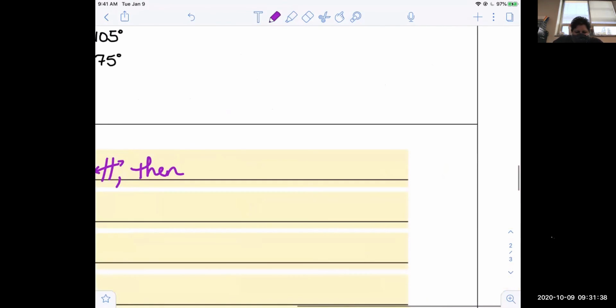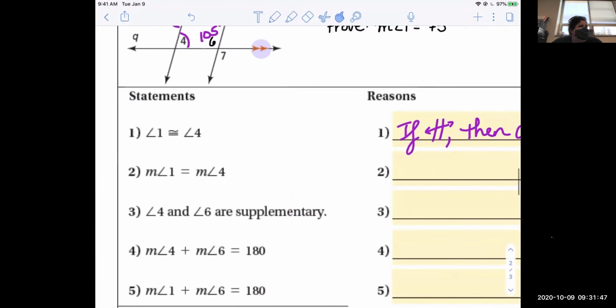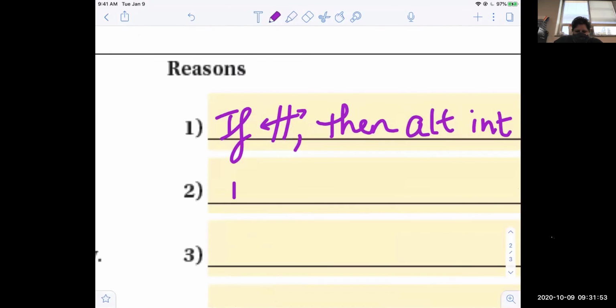If parallel lines are covered by a transversal, then alternate interior angles are congruent. All right, how do we know that if angles 1 and 4 are congruent, then the measure of angle 1 equals the measure of angle 4? Luke? That is the definition of congruence.